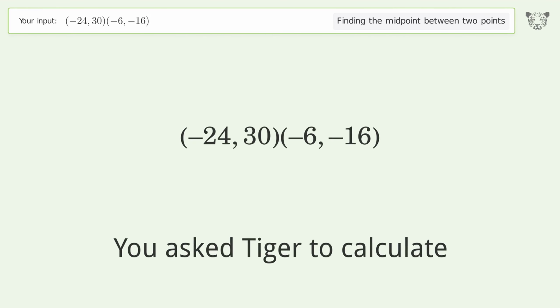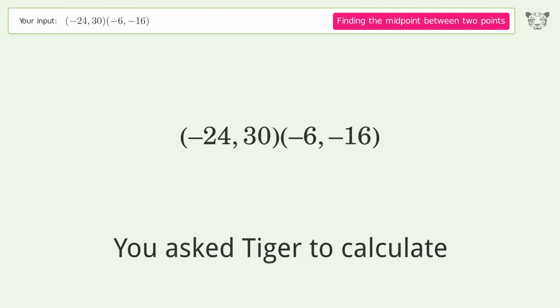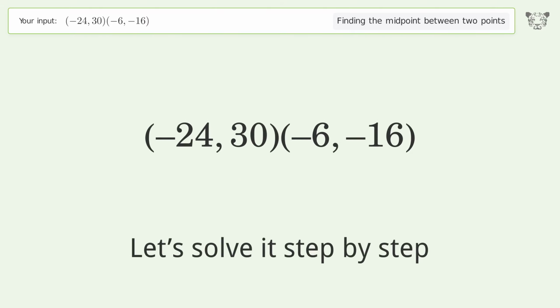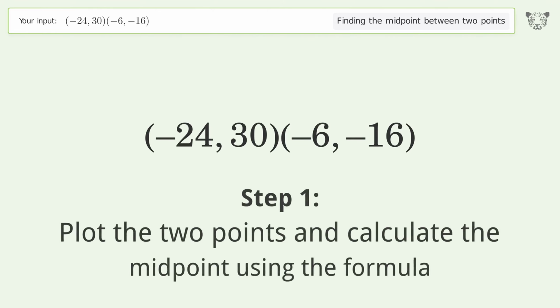You ask Tiger to calculate. This deals with finding the midpoint between 2 points. The midpoint between the 2 points is negative 15, 7. Let's solve it step by step. Plot the 2 points and calculate the midpoint using the formula.